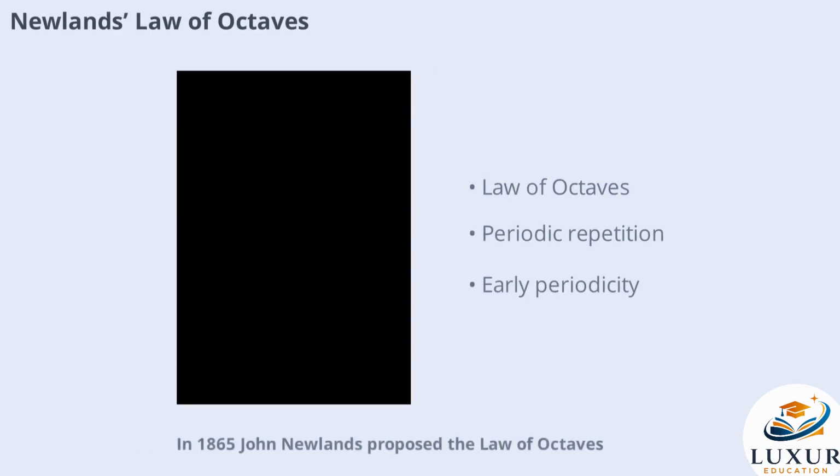In 1865, John Newlands proposed the law of octaves, arranging elements in order of increasing atomic weights. He observed that every eighth element had properties similar to the first, much like musical octaves. While this pattern held true only up to calcium, Newlands' work was a significant step toward recognizing periodicity in element properties. His idea was initially met with skepticism, but it later gained recognition and contributed to the evolving understanding of elemental classification.